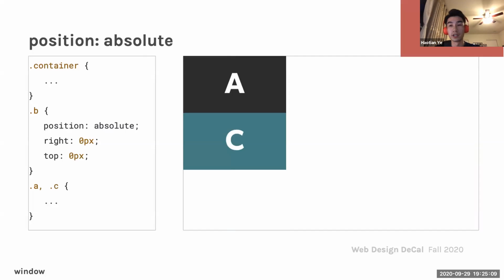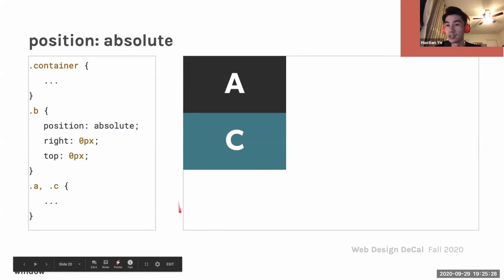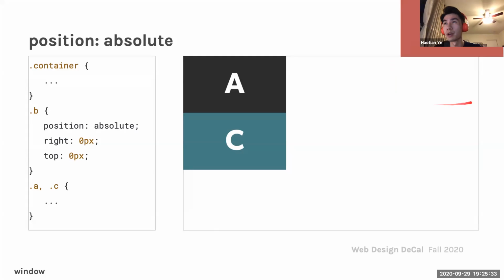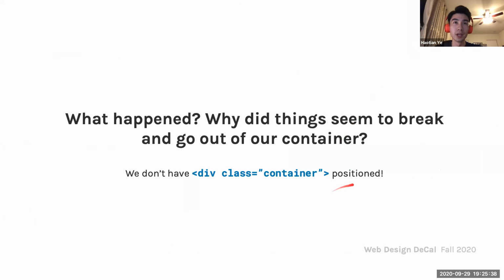For an example of absolute, same thing, we're changing B, but this time we're saying position absolute, and I want to move it to the top right corner. We say right 0 pixels, top 0 pixels, and wow, B is now in the top right corner of our browser. It even went outside of our parent container. That's really weird. What if I just wanted B in the top right corner of the container though? Why did it go outside of my container? So why did B break and go outside of our container?